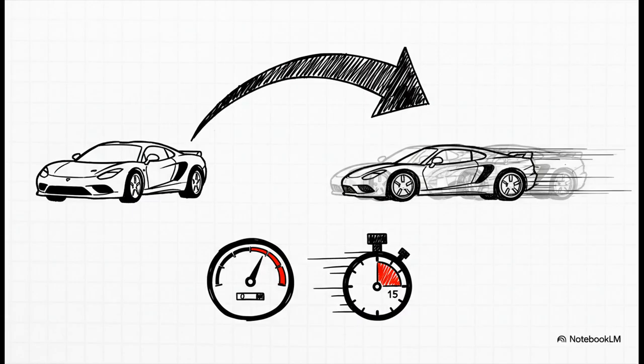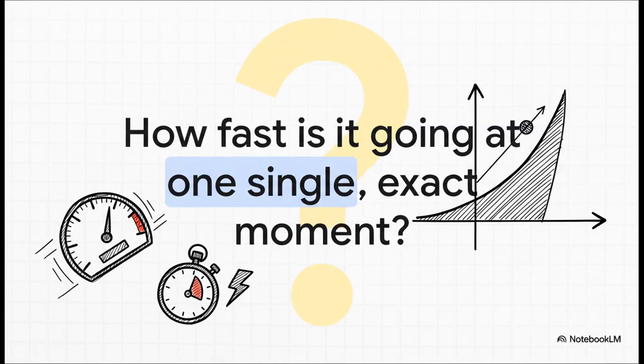Now, we could easily figure out its average speed over that time, but that's not the real puzzle here, is it? Yeah, the real question is this. Forget that whole 14-second interval. How fast is that car going at one single exact moment? Let's say the exact instant the stopwatch reads 5.88 seconds. Not the time between second 5 and second 6, but right at 5.88. I mean, how do you even measure speed when time itself stands still?